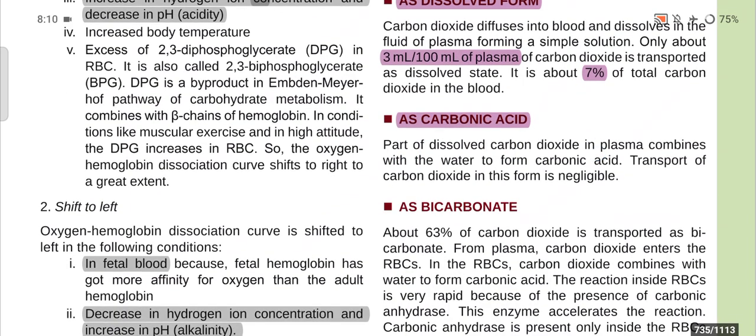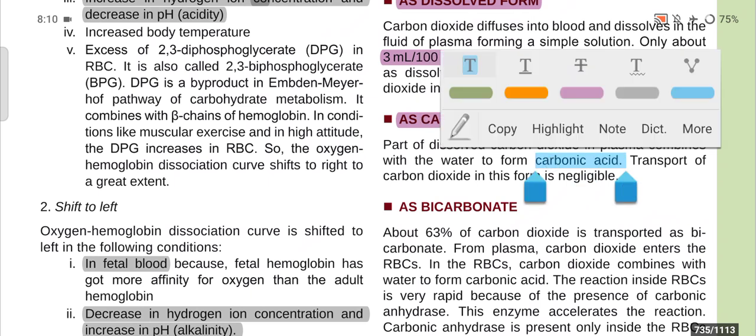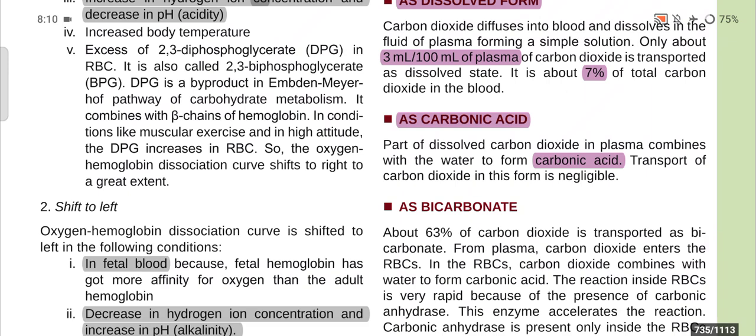Now as carbonic acid, part of the dissolved carbon dioxide in the plasma combines with water to form carbonic acid. Transport of carbon dioxide in this form is negligible, as carbonic acid is not a stable form.